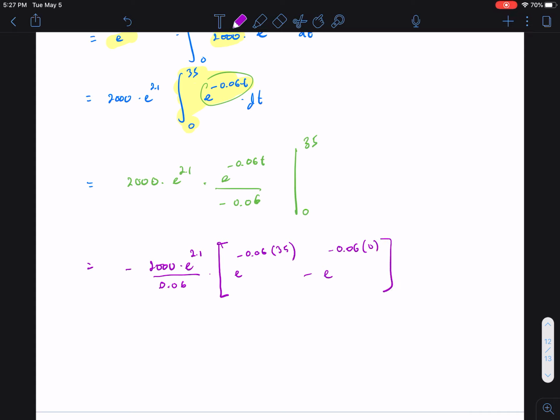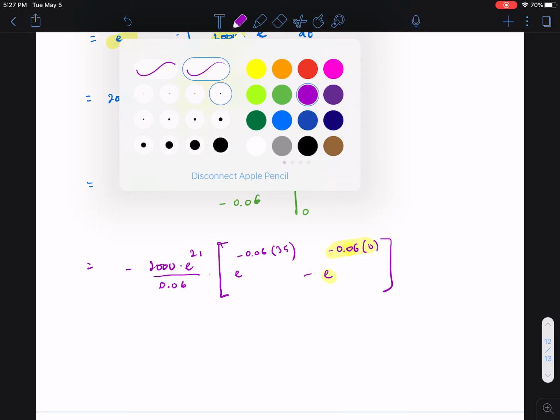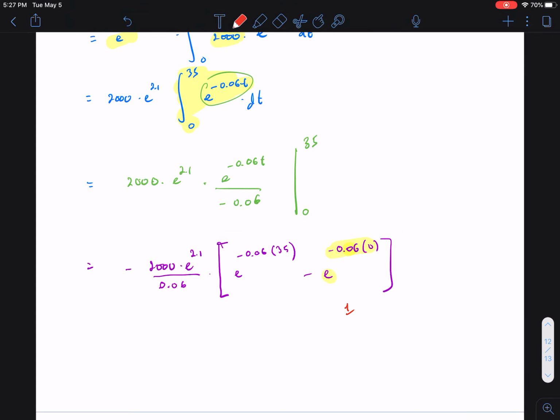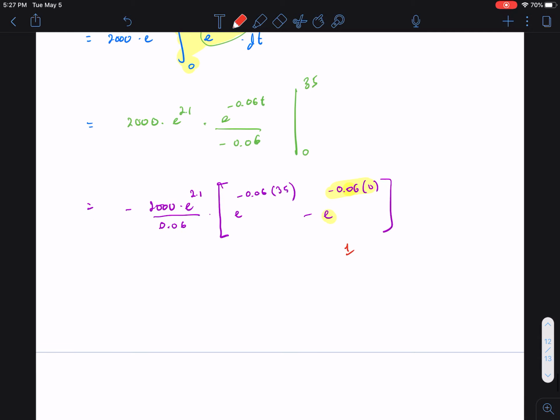All right, so let's do that. Again, this is going to be 0, and e to the 0 is going to be 1, so this part is always 1. We just need to calculate this part: take e to that and subtract 1. This is going to be e to the negative 2.1. So that's this part, and we're going to multiply that by this right there.